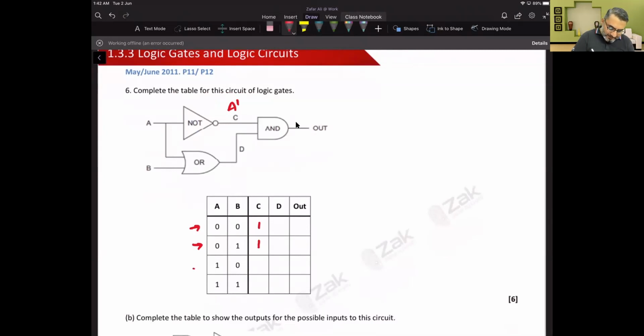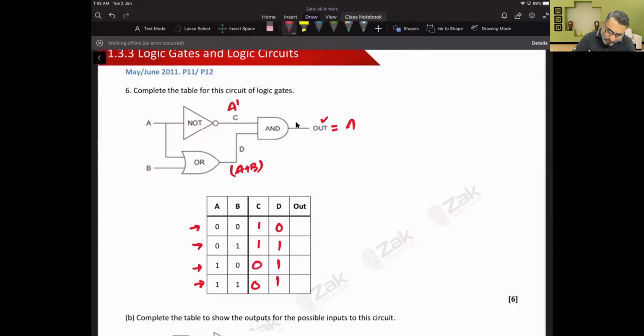Now what is D? D is A plus B, because this is an OR gate. So A plus B means whenever there is a single 1, the output would be 1. So both zeros means 0, then 1, 1, and 1. So what is at the end? What is out? Out is equal to A naught and A plus B. This is the result.